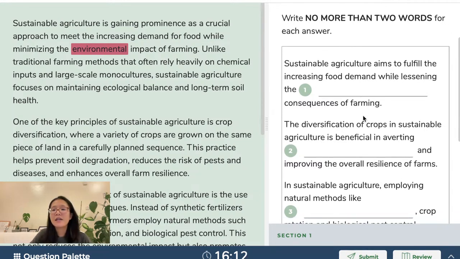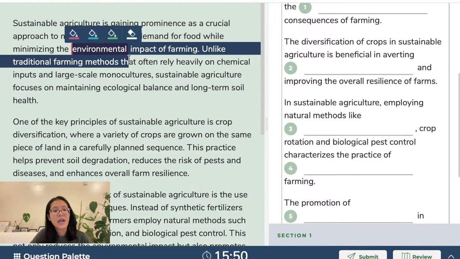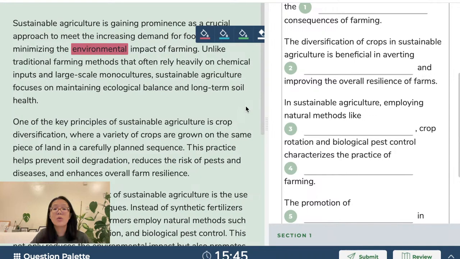Now, the same thing I would like you to do for question number 2. I would like you to read question number 2 first and continue reading from the word environmental down, okay? Because it is very, very possible that the answer will be after the word environmental. Okay, environmental is here, and the answer is probably down over here. So I would like you to read the question first, and then continue reading from the word environmental down to find the answer.